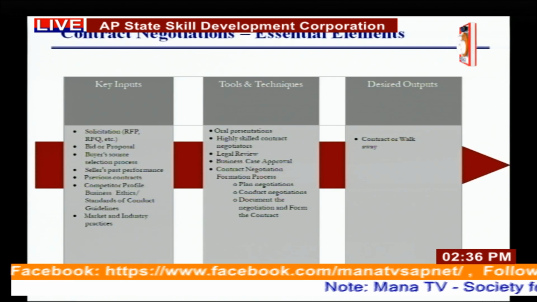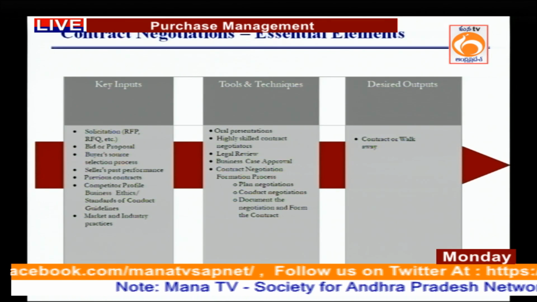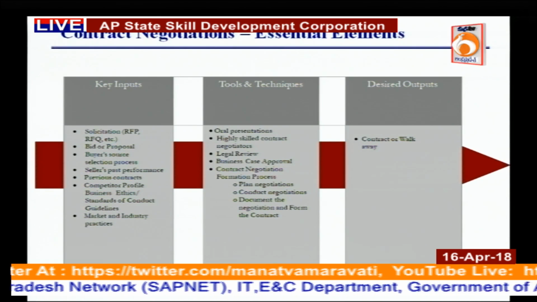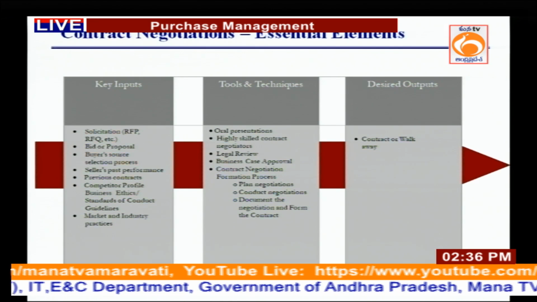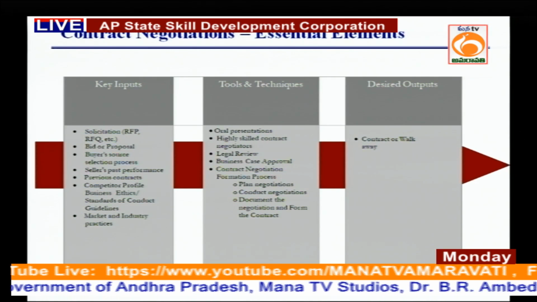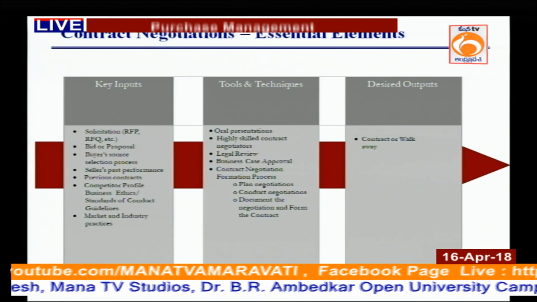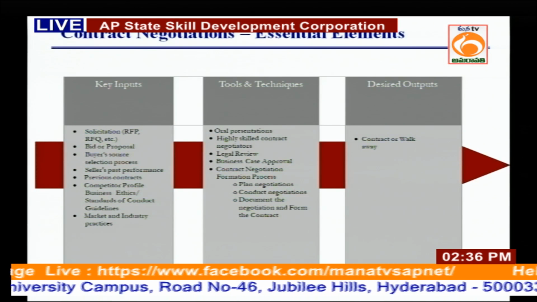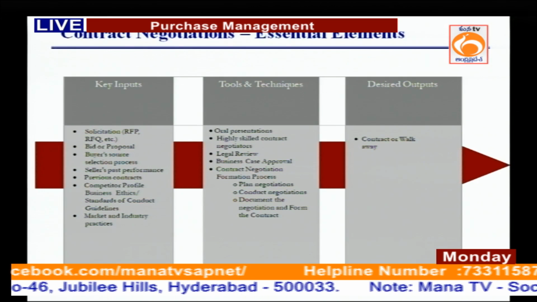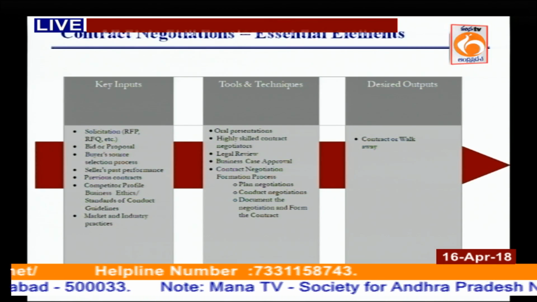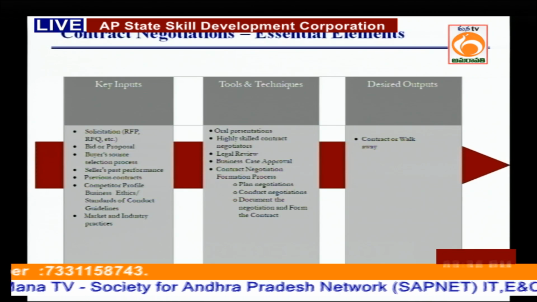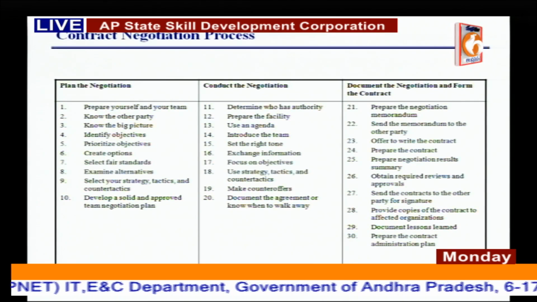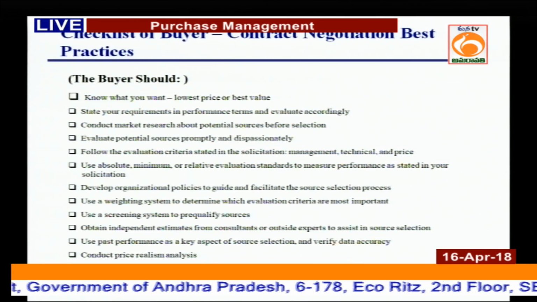So, these are the essential elements of a contract negotiation. When I say contract negotiation, if you remember, contract procurement is for the long term. The buyer and the seller want to establish a long-term relationship. So, what are the key inputs, what are the techniques that are required, and what are the desired outputs. Definitely this study material will be uploaded in the system. You will be able to download and read each of them. Basically, I am just touching the bullet points. So, the contract negotiation process: plan, conduct, and what are the documents which are required.